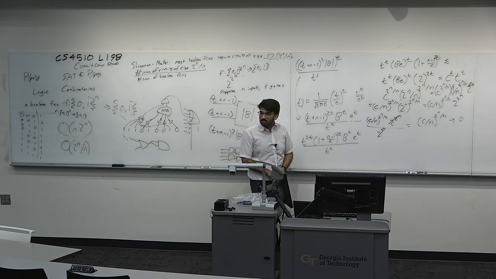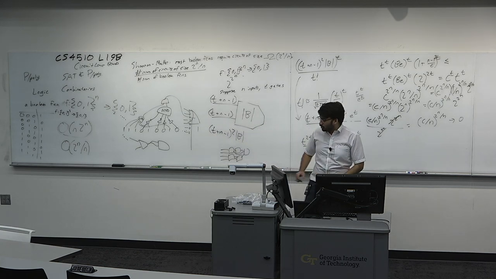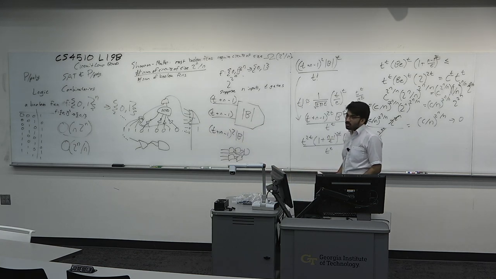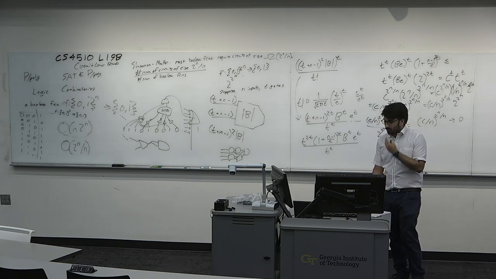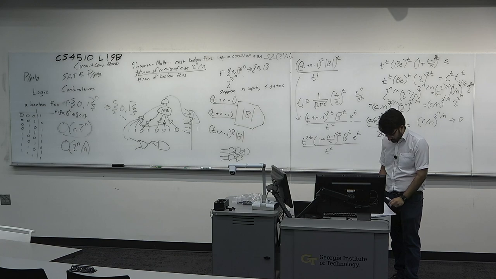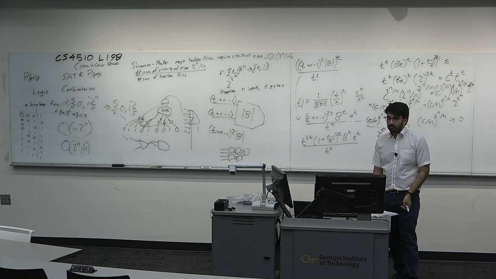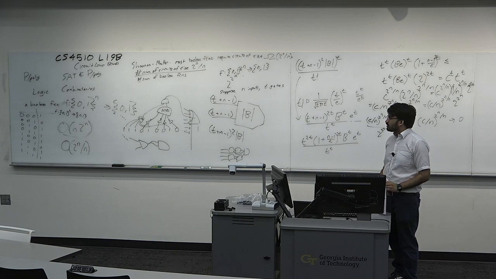Any questions on this proof? This is the Shannon-Muller lower bound, the first real argument in circuit complexity, and the main theorem for today. This is probably, in my opinion, the most successful result in circuit complexity, and it was also early.